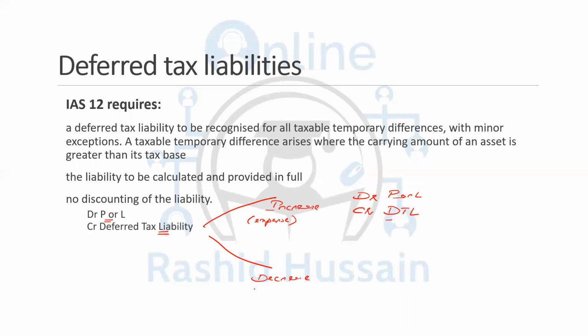And when we have a decrease in the deferred tax liability, the double entry would be credit profit or loss and debit deferred tax liability. So you see, a decrease in the liability is usually called income, or you can say it's a reduction in the expense. So an increase in the deferred tax liability is recorded as an expense. A decrease in the deferred tax liability is income or a reduction in the expense. So this is very, very important for the exam.